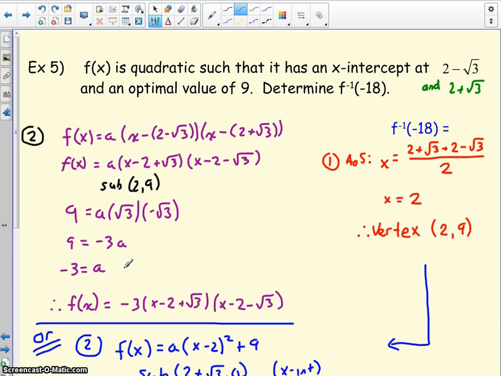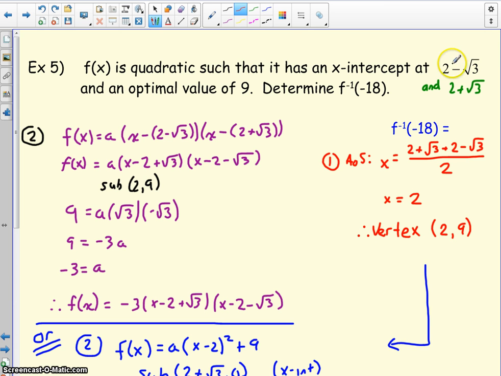Okay, so lots going on here. I just want to show you a couple of different approaches you can take to this problem. The first thing I did is I had the optimal value of 9, and I had two x-intercepts, so I figured I'd at least start by finding the axis of symmetry. Because that does a couple of things. It gives me the x value of the vertex, which combined with the optimal value would give me the y value, so I could actually have the vertex. That's a nice point I can use.